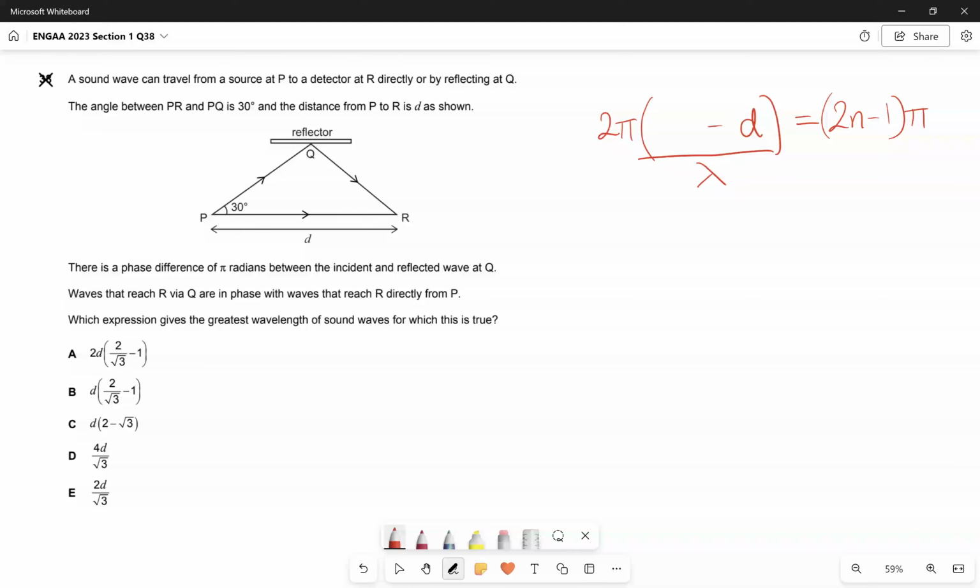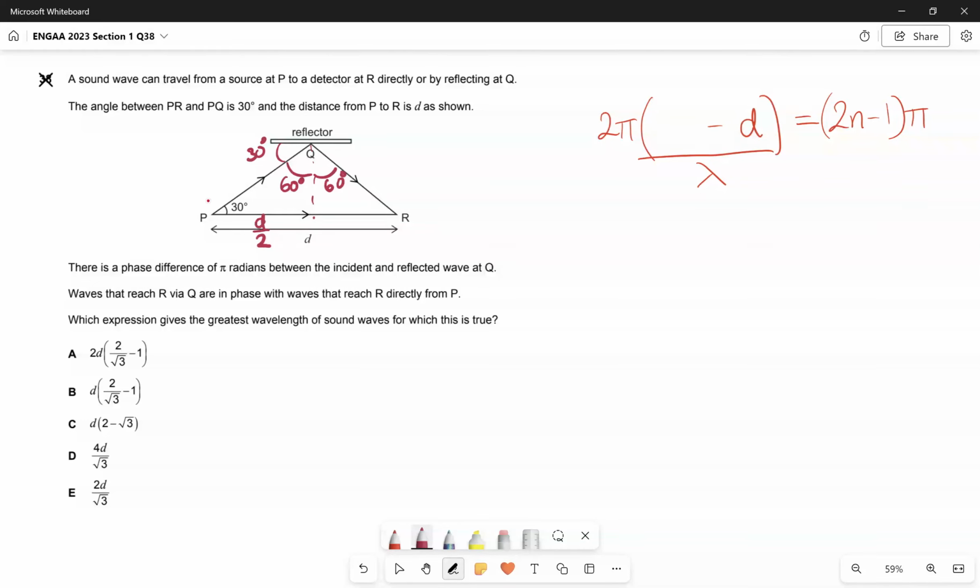So we just need to work out how long this path is from P to R via Q. So we know this is 30, and so this must be 30 degrees. So this must be 60, which means this is also 60 because of incident and reflected rays. And so because that's 60 and 60, this must be an isosceles triangle, so this must be d over 2.